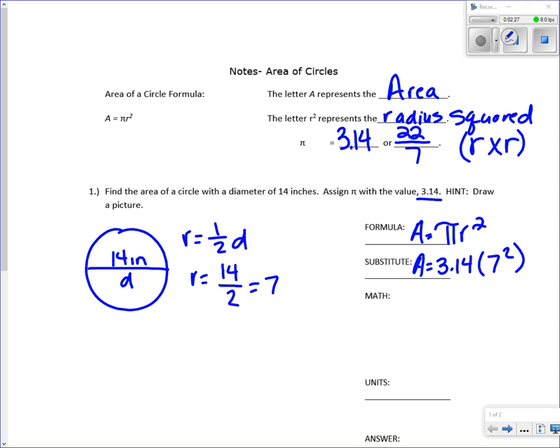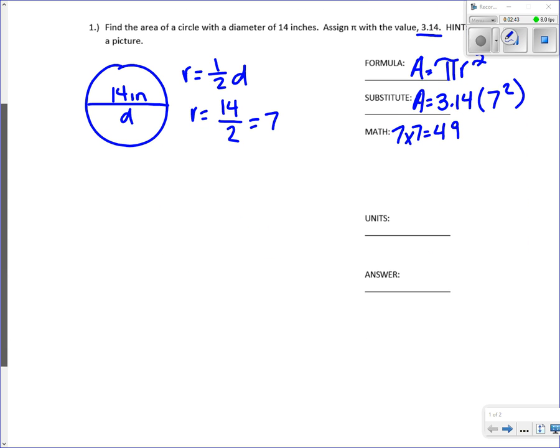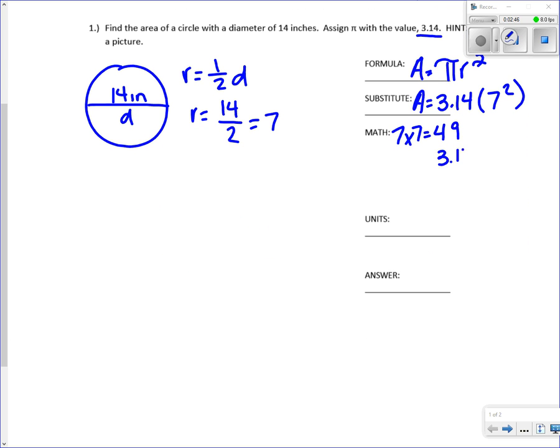When you're ready to start solving, you must square your radius first before you can multiply. Remember, exponents before multiplication. So 7 times 7 is 49. And now I can multiply 3.14 times 49. Now I have 2 decimal places.